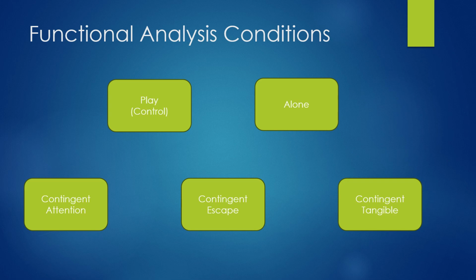A functional analysis procedure consists of 5 conditions. The play condition, which is a controlled condition, and the test conditions are alone, contingent attention, contingent escape, contingent tangible. During the experiment, each of these conditions should be presented systematically, one at a time, in an alternating sequence and last about 10 to 15 minutes. Data is to be recorded on problem behaviors that may occur during each condition. After the procedure, data will show in which condition the problem behavior occurred the most.